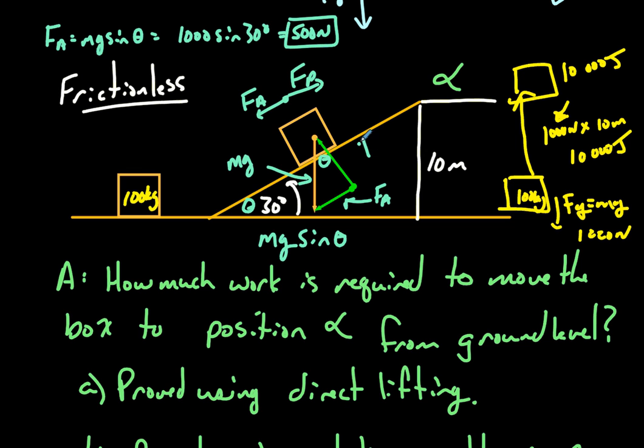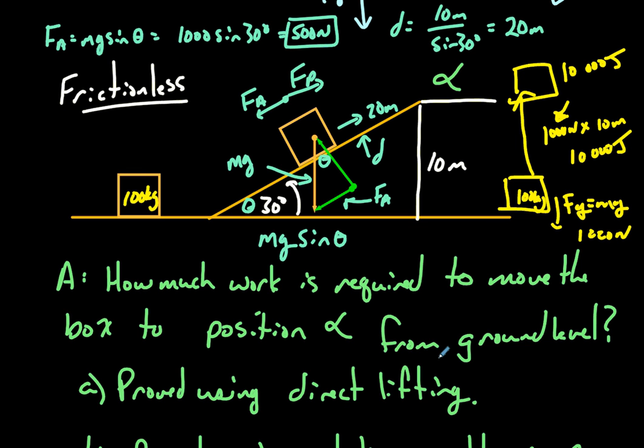So we want to know, what is the distance of this hypotenuse here, right? How far do we have to push this object in order to get it up there? So how do we actually calculate that? Well, if we have this angle, and we know that this is 10 meters, then we should get this. D should be equal to 10 meters divided by the sine of 30 degrees, right? So 10 over sine 30 should be 20 meters. So this distance is 20 meters.